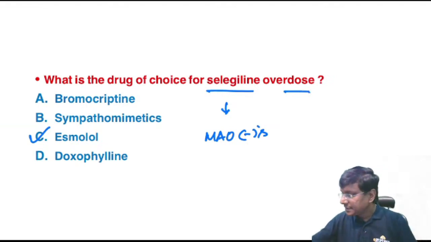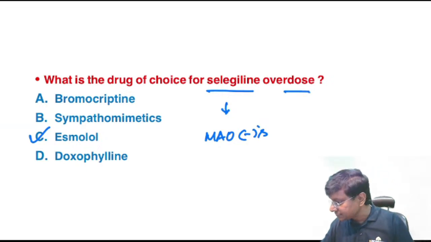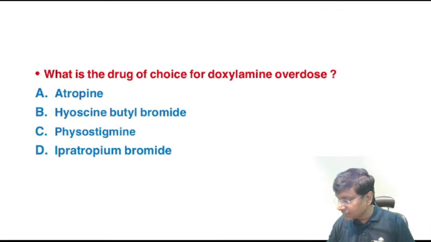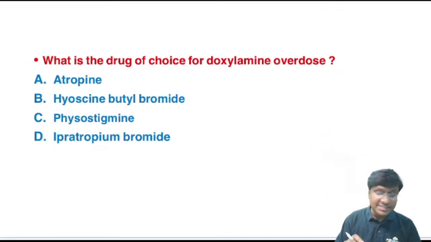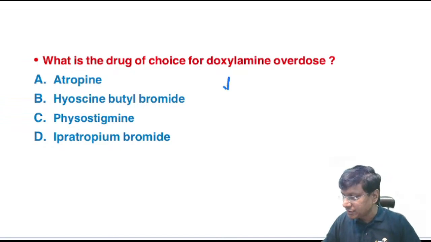Now, after having discussed the sympathetics, let me discuss the anticholinergic group of drugs. See this question. What is the drug of choice for doxylamine overdose? For that you need to understand which group of drug doxylamine is.